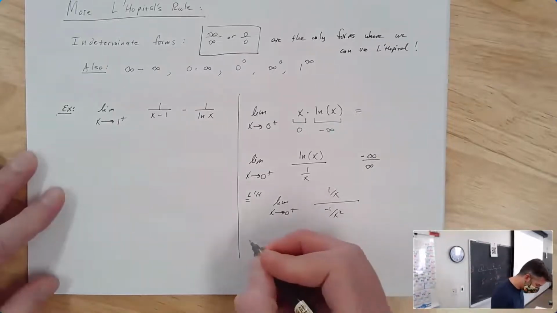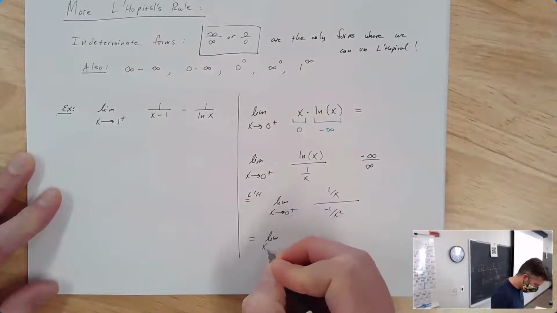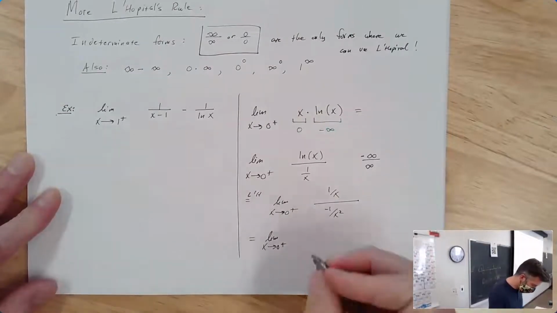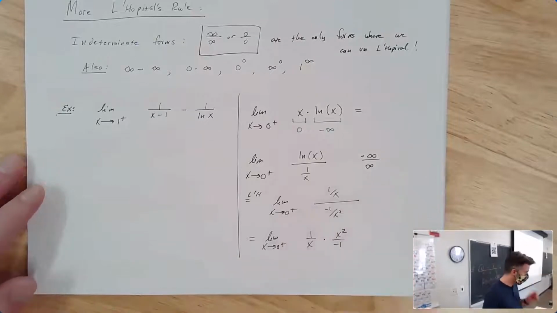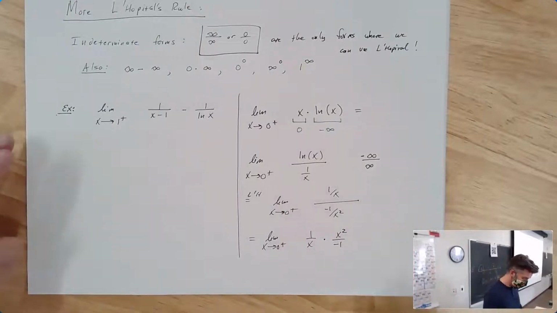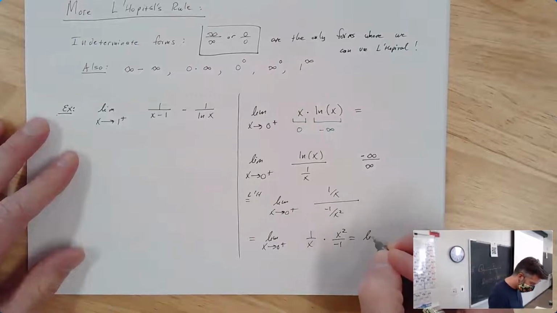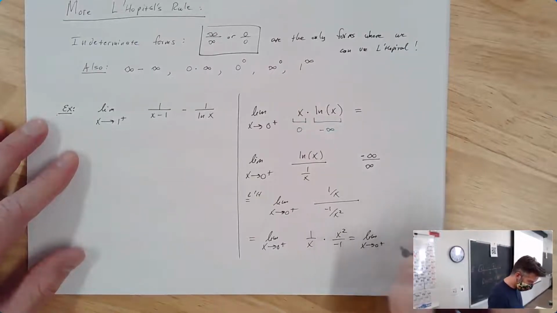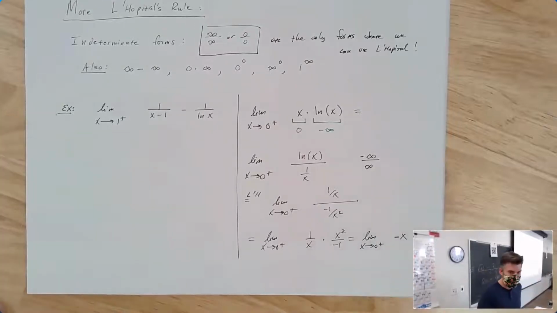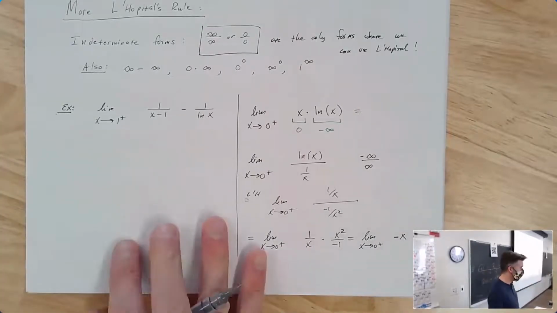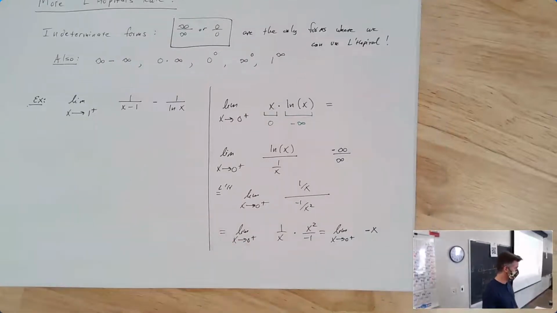So simplifying this, I get the limit as x goes to 0 from the right of 1 over x times x squared over negative 1. And then I can cancel an x. That's the limit as x goes to 0 from the right of x over negative 1, or just negative x. And now we can see, oh, we don't actually need or are able to use L'Hopital's rule. This no longer is an infinity over infinity or 0 over 0 type of thing. This is just 0 when I plug in 0.